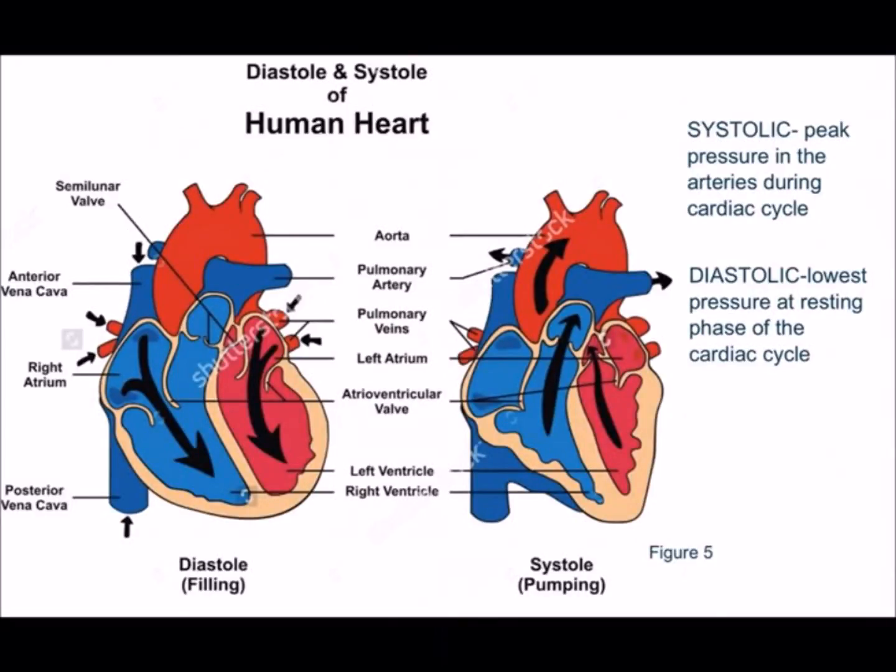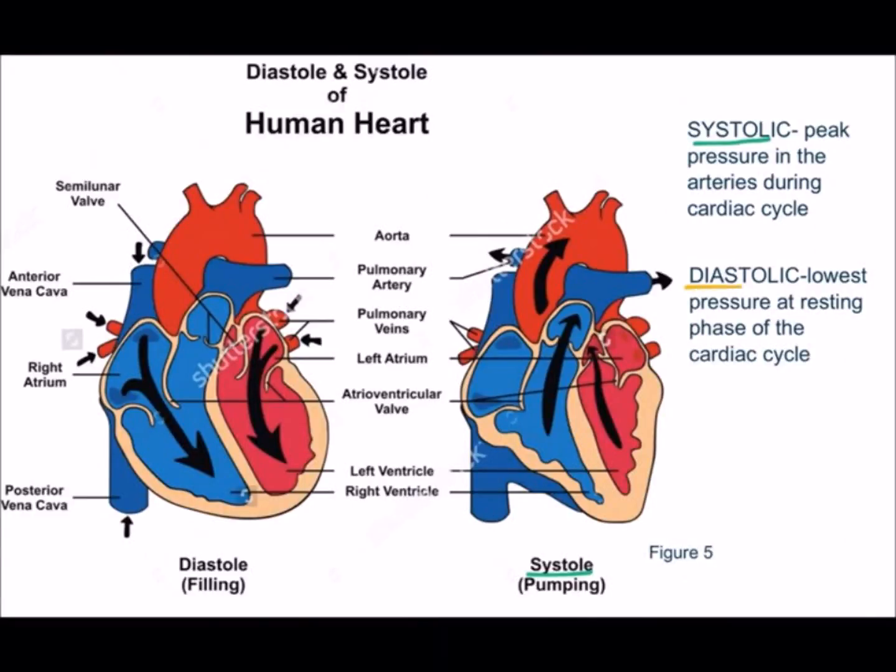Systolic pressure occurs when the heart is contracting. The atrioventricular valves close and the semilunar valves open. This is when the blood flows from the heart to the lungs. You can experience systolic failure if the walls of the muscles are too thin.